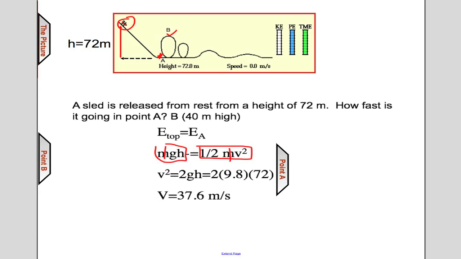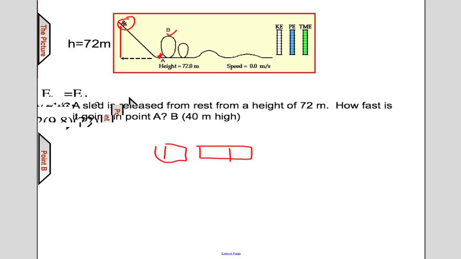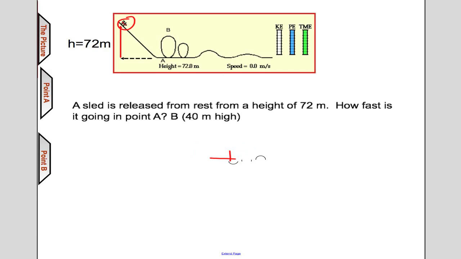Let us now calculate also the velocity we would have at point B. Point B is right here. So when the sled gets to this point right on top here, what is its velocity? Again, we're going to set the total energy at the top, which we already did, mgh, h being 72, equal to the total energy at point B. Now, at point B, it has two types of energy. It has height of 40 meters, given here, and it also has kinetic energy as it's moving along here.